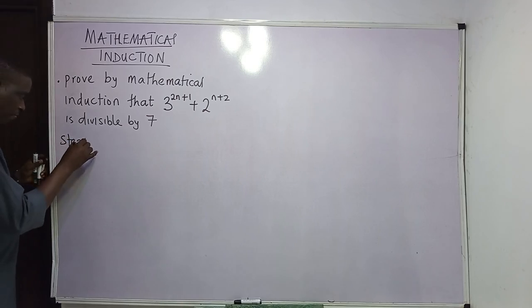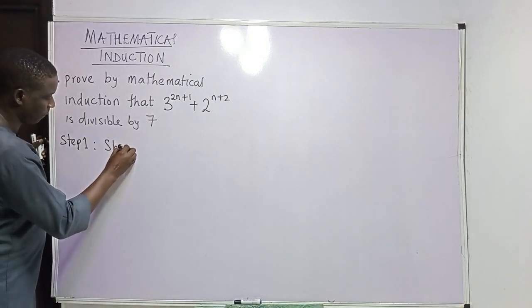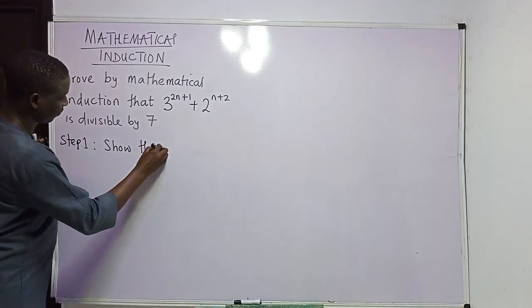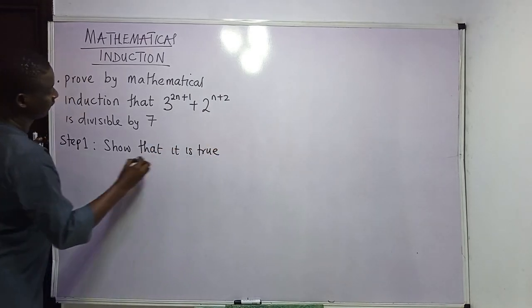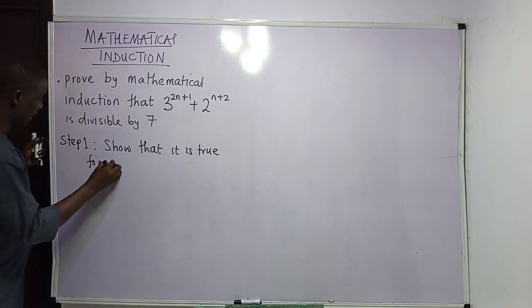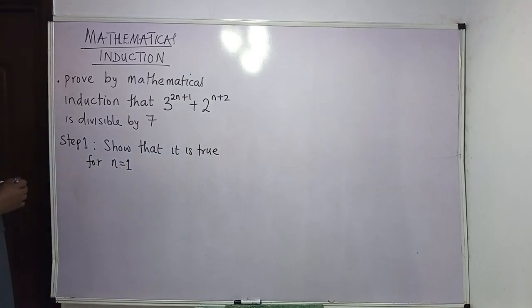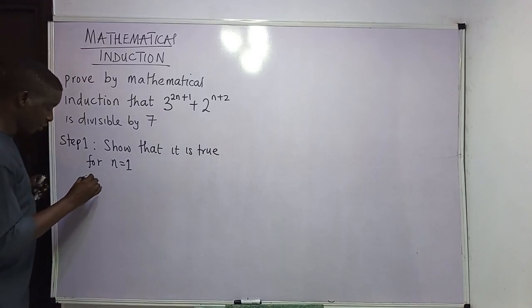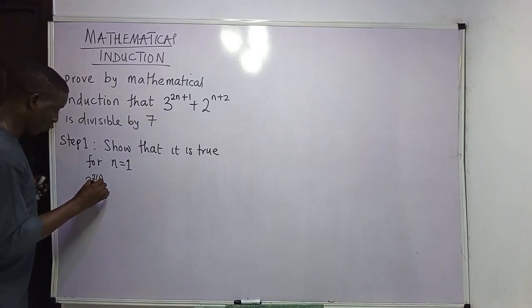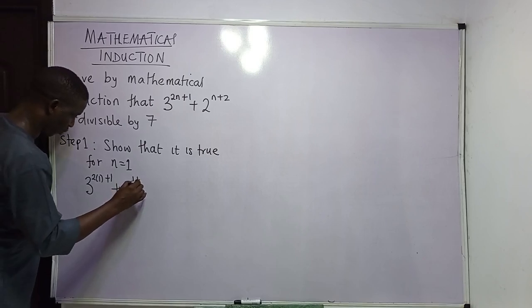Step number 1. Now, what we're going to do is show that it is true for n equal to 1. So we want to show that the equation is true for n equals 1. Now, what we're going to do is put n equal to 1. We're going to have 3 raised to the power of 2(1 + 1), then plus 2^(1+2).